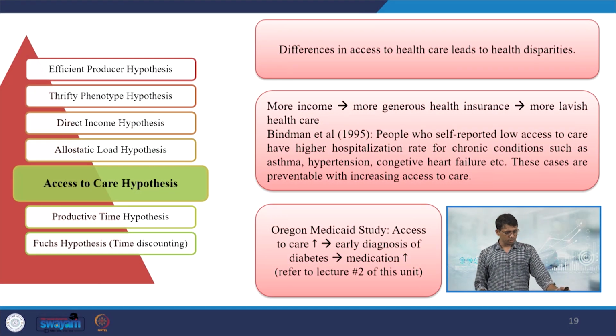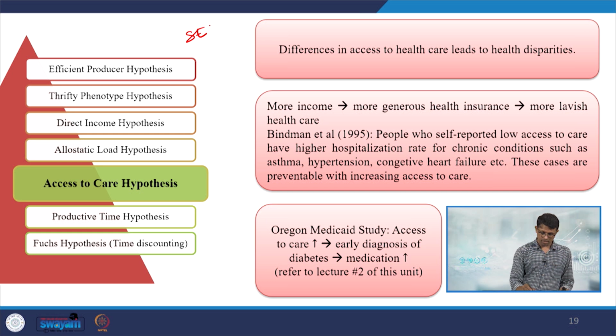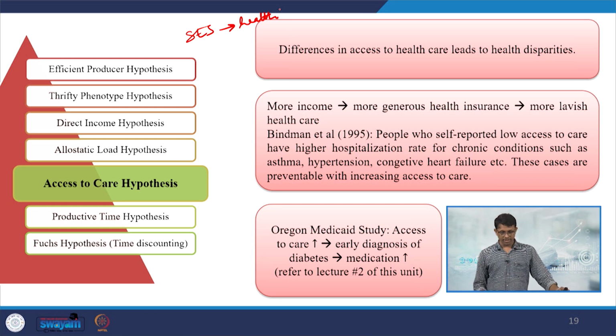Now, another one is called access to care hypothesis. We have already mentioned that we are linking SES to health in all these directions, isn't it? So, differences in access to healthcare lead to health disparities.